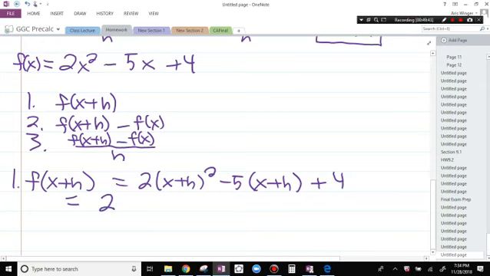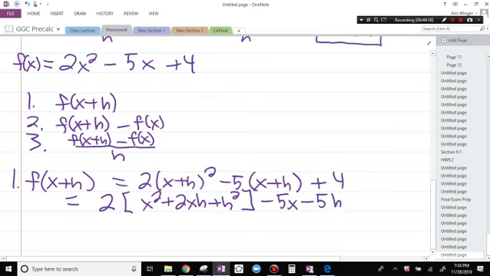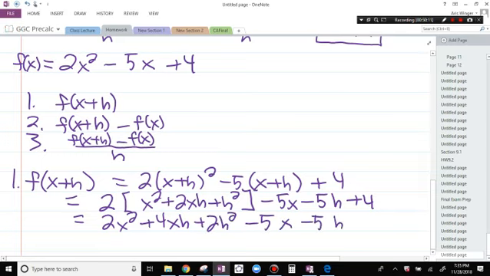This is equal to 2 times, and then again, this is going to be x plus h times itself. That doesn't change, so it's always this. Distribute the 5, add the 4, and so then we're talking about 2x squared plus 4xh plus 2h squared minus 5x minus 5h plus 4. That is step 1.